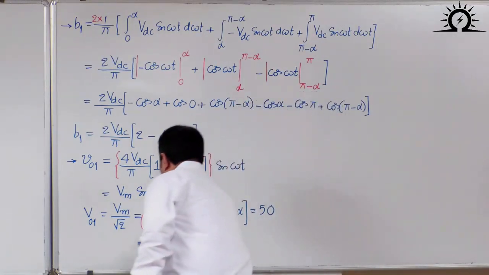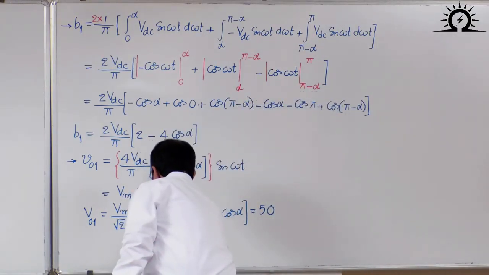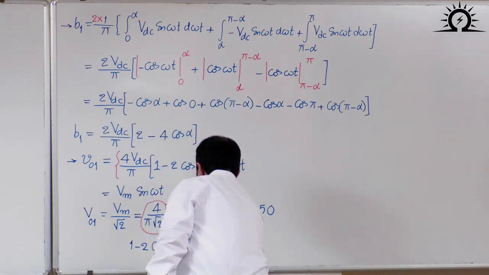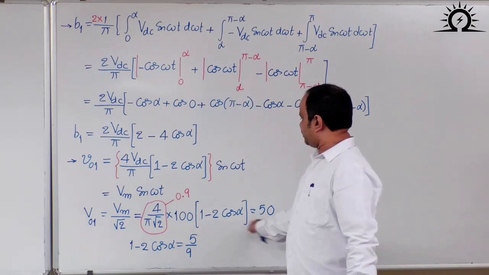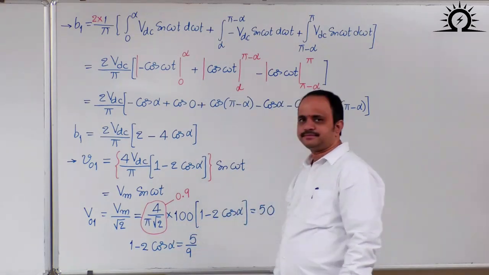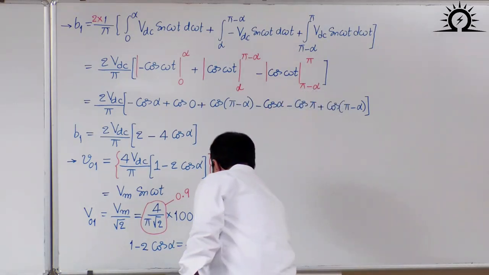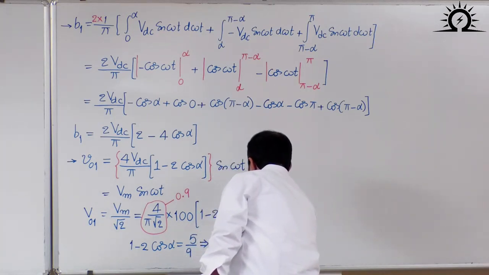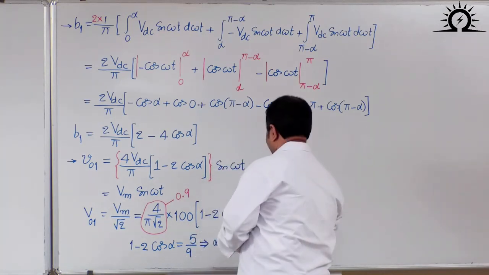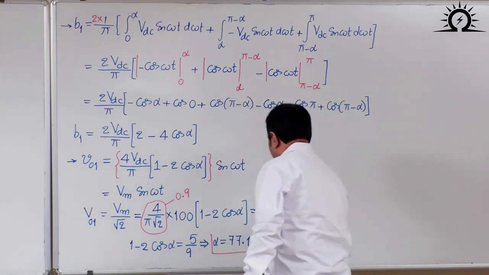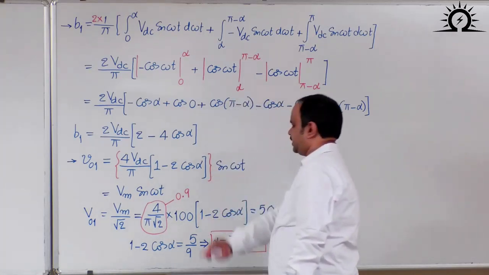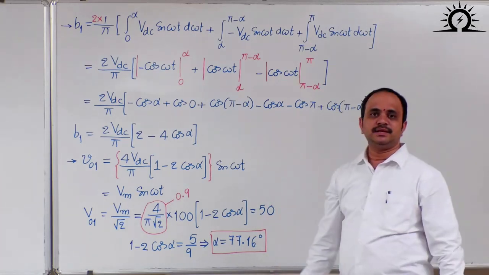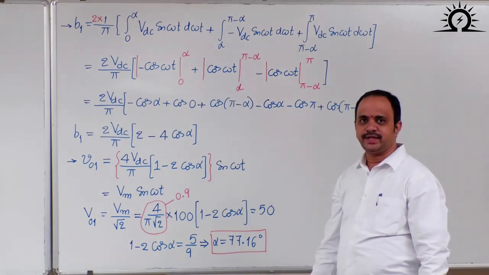Therefore, 1 minus 2 cos alpha is equal to 50 by 90, 5 by 9. So from this you can get alpha value is equal to 77.16 degree. This is the answer. This question asked in GATE 2014.